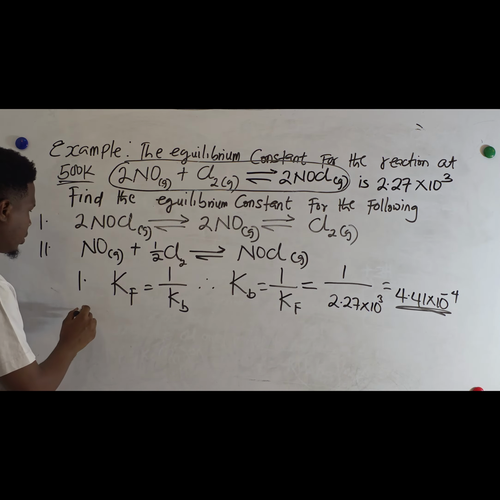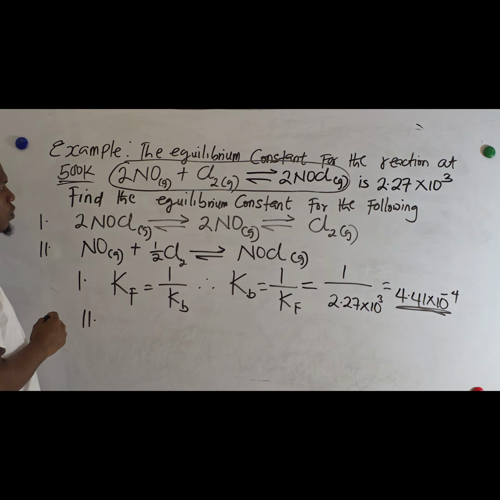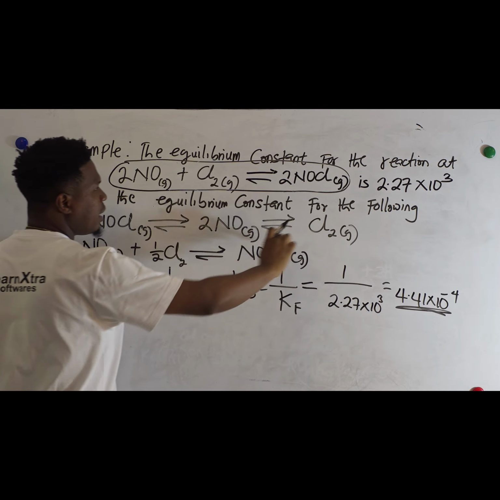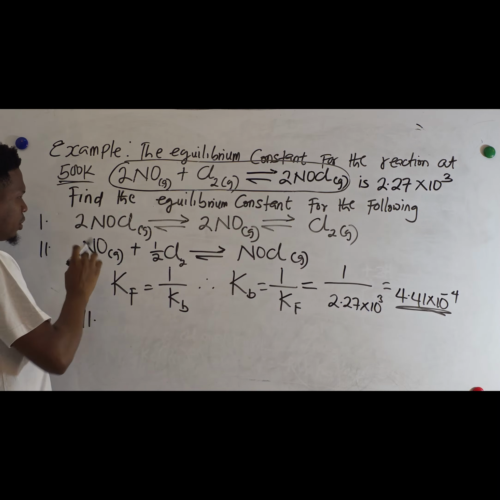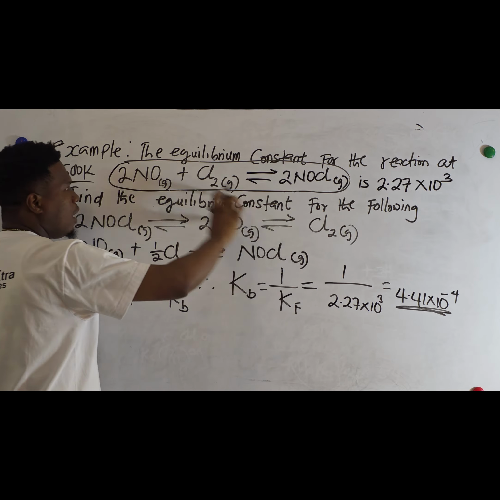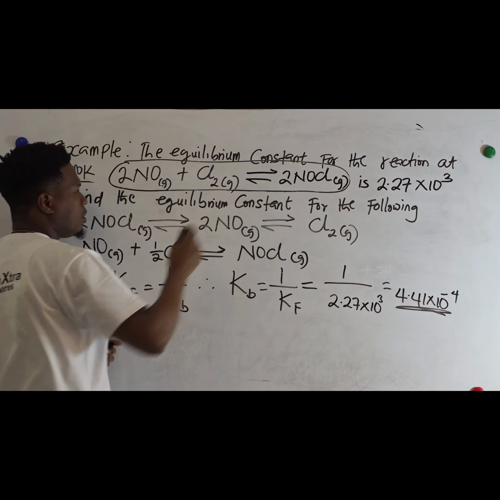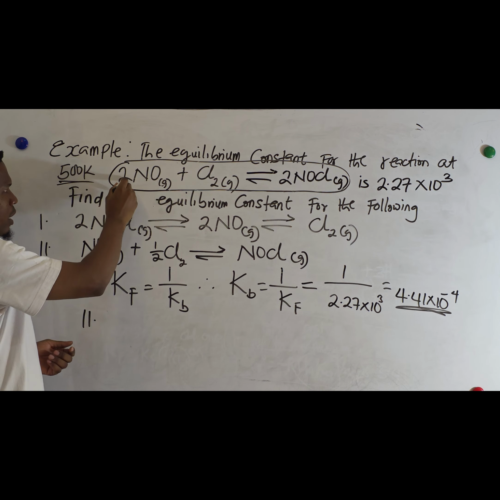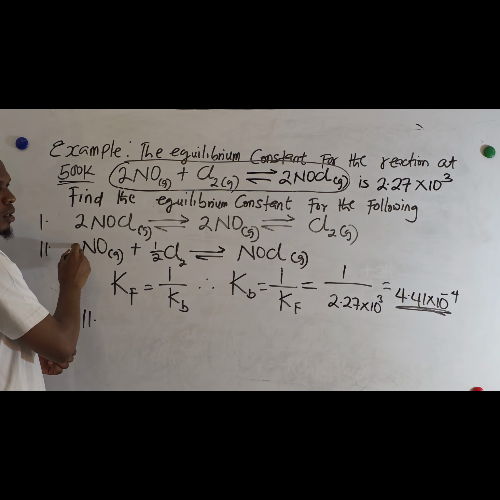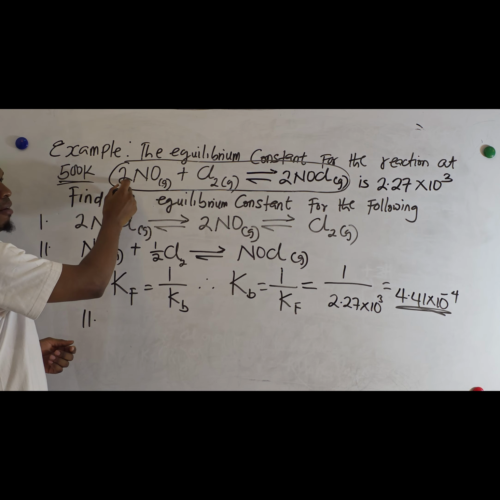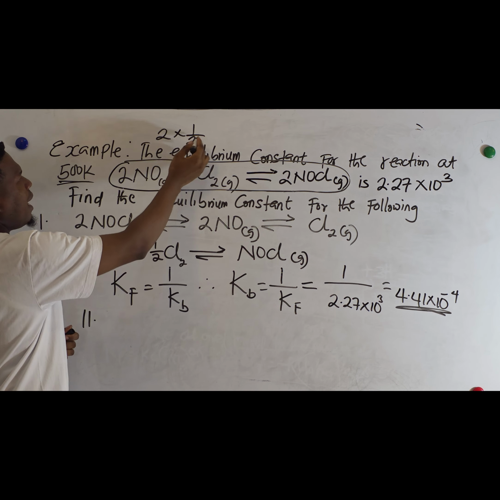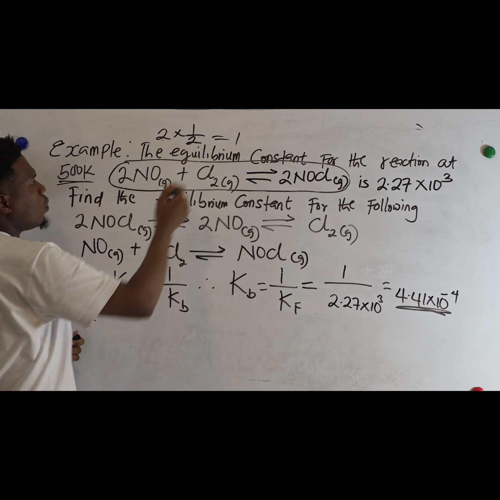Okay? Now question 2. How do we do question 2? Question 2 says we should also find the equilibrium constant for this reaction. Now look at this reaction I'm showing you now, and also look at the one that they gave us. You will notice that there is 2 here, there is 1 here. How can we reduce these 2 to 1? It's only when you multiply this thing by half, 2 times 1 over 2. If you multiply half by 2, it will turn to 1.